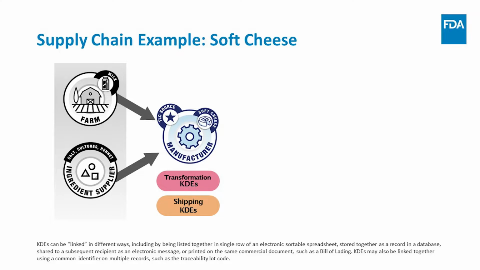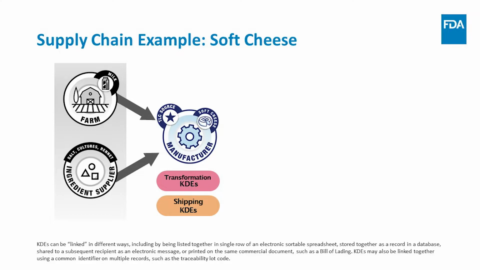Because none of the incoming ingredients are on the Food Traceability List, these transformation KDEs will not include any information that relates to those incoming ingredients, such as the lot codes for those products not on the Food Traceability List. The only transformation KDEs that are required in this situation are the key data elements that relate to the soft cheese, that is, the output of the transformation event.